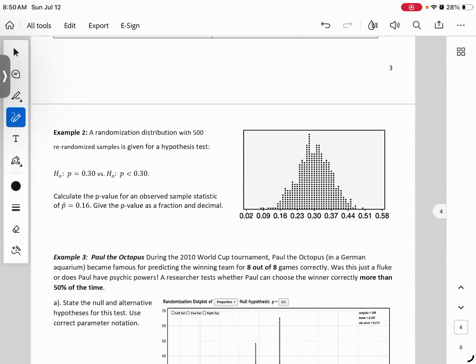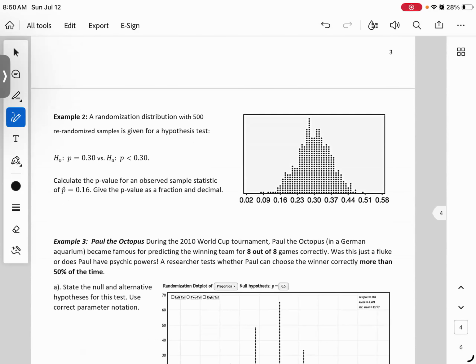Now, I want to try one here again real quick. Now, again, when you do a hypothesis test, there's many steps to it. This is just one of them. There's going to be a part within the procedure that you'll need to calculate the p-value to help you make a decision.